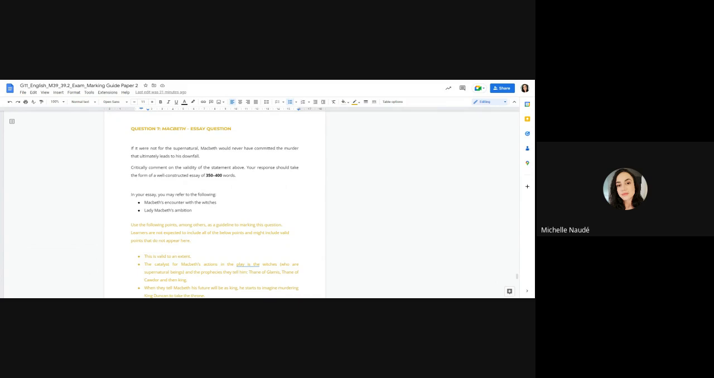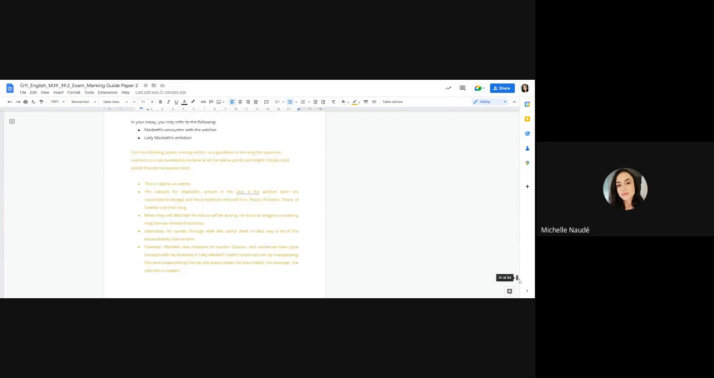Please note that when we talk about downfall, it could be a reference to his loss of reputation and the rise of tyranny in Scotland, or it could be a reference to his death, but downfall doesn't have to mean death. So most learners will probably give a mixed response, which is absolutely fine. They need to show an understanding of the connection between the supernatural and his downfall.